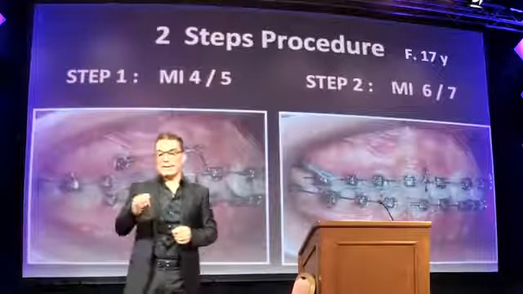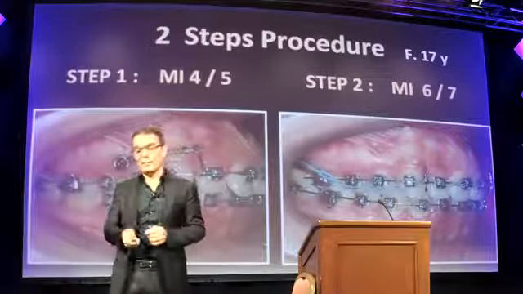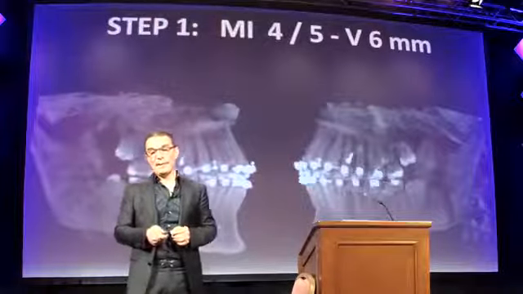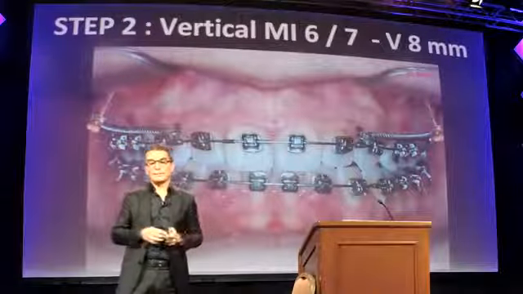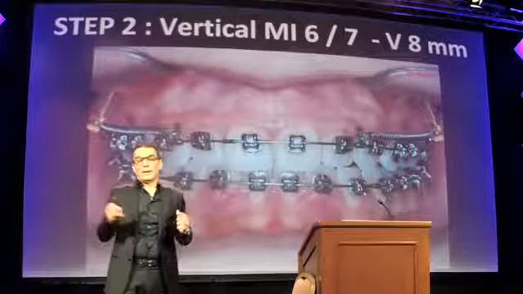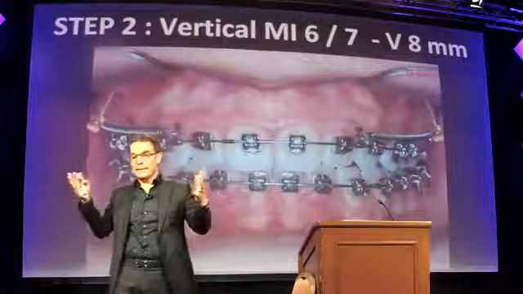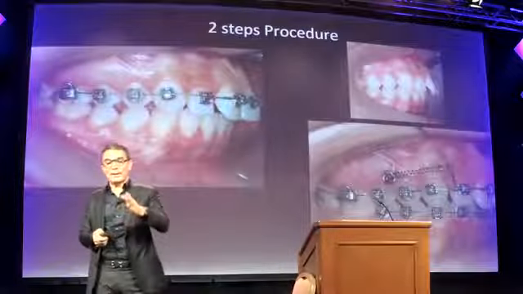This is another example. Step 1, the mini screws between 4 and 5, and then between 5 and 6 and 7. In the second phase, we placed the mini screws almost vertical because we had enough bone thickness, but this is just a detail. Look at the step by step.